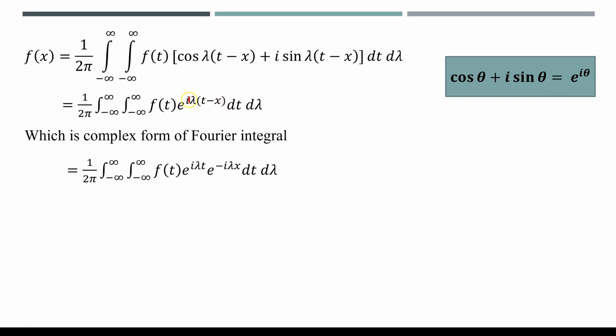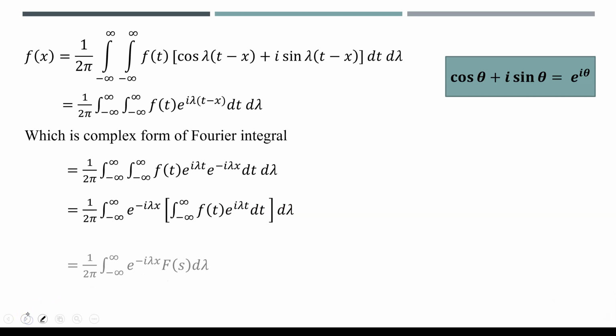Now you can split this exponential term. You can write this exponential term as e power I lambda t into e power minus I lambda x dt d lambda, and the remaining integrals are the same. Now if you take this e power minus I lambda x outside, and consider all t terms inside, that means f of t dt, and one integral inside this square bracket, we get 1 by 2 pi integral minus infinity to infinity e power minus I lambda x, then integral minus infinity to infinity f of t e power I lambda t dt, and we have written d lambda outside.